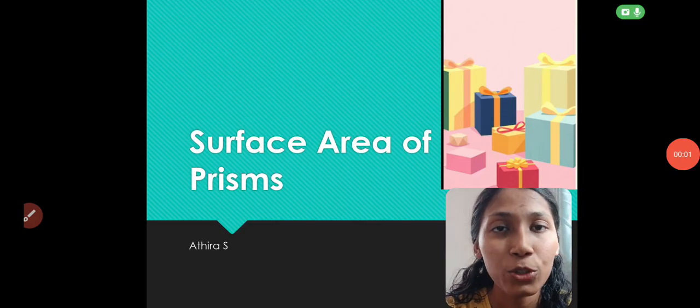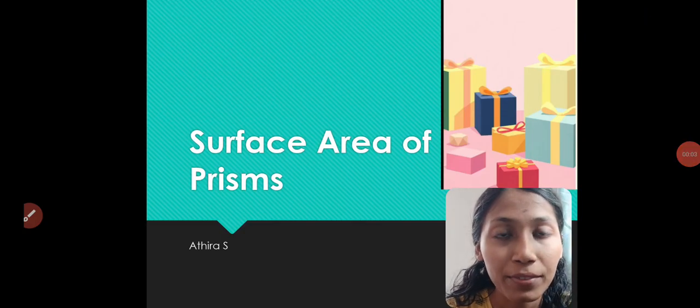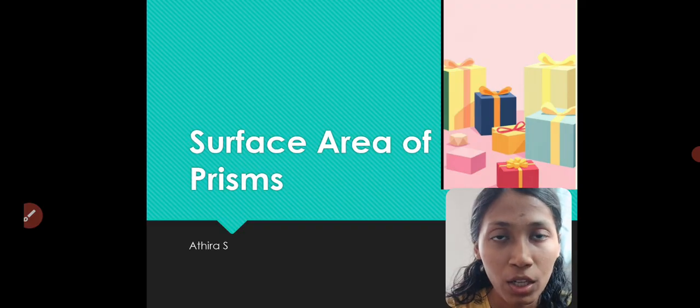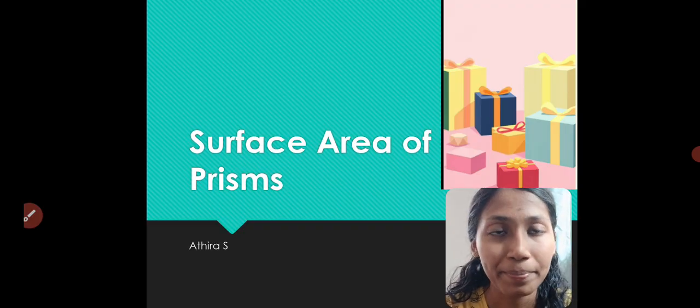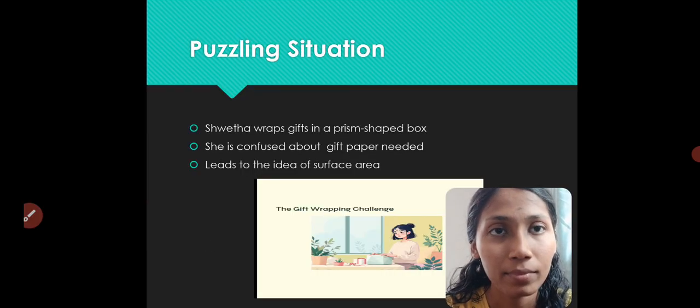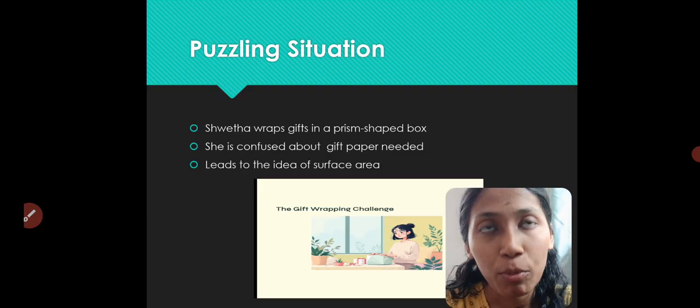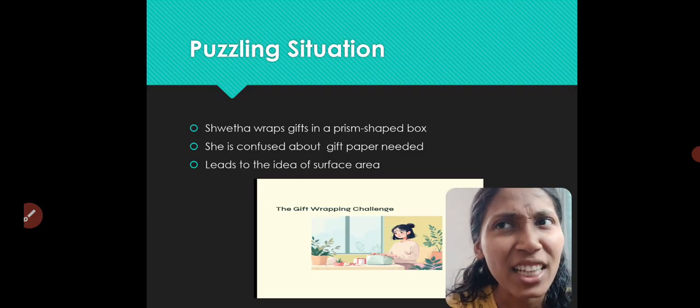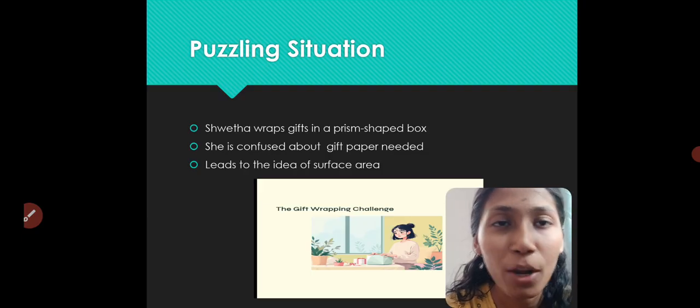So hi everyone, today we are going to learn about the surface area of a square prism. So let's begin. Initially I'm going to tell you a story. It's actually not a story, it's a problem situation.